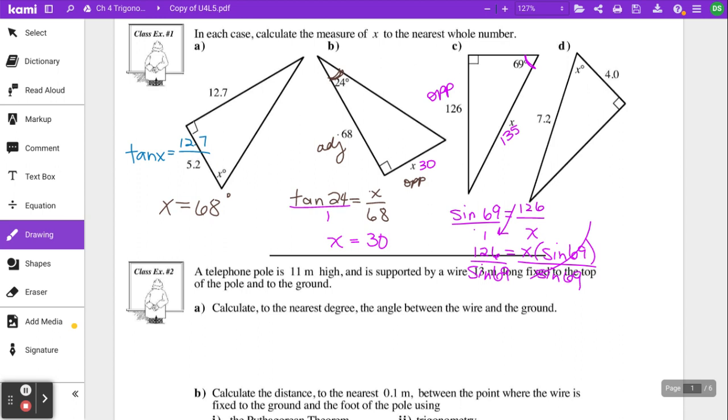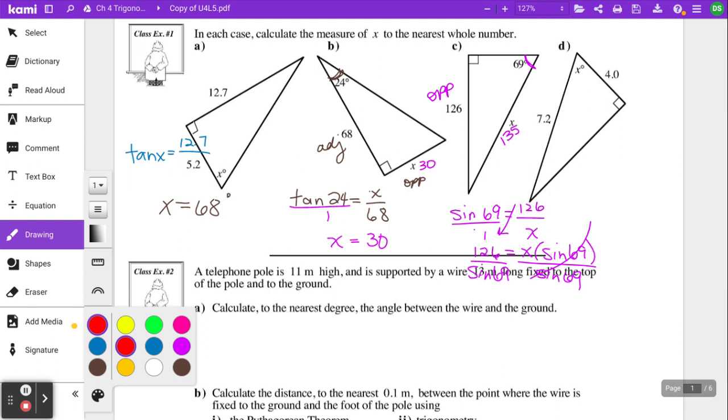All right, so Adrian, since you so willingly volunteered to show us that question, pick someone to show us how to do question letter D. Go ahead. You get to pick. Kenzie? Okay, Kenzie. Walk us through your thought process. X is the degree, and the hypotenuse is 7.2, and the adjacent is 4. And then you use cosine. Cosine of what? x. Equals 4 over 7.2.